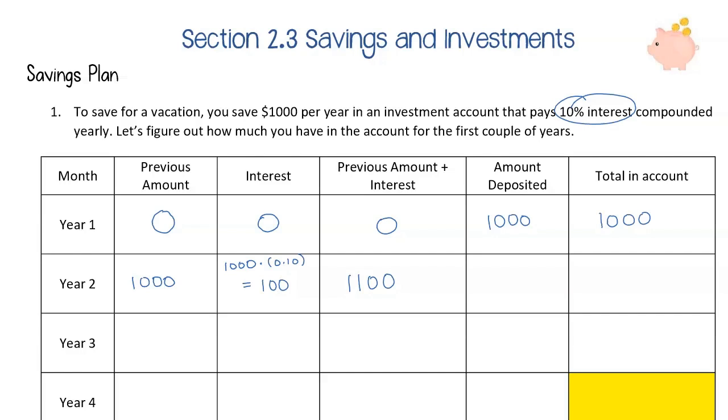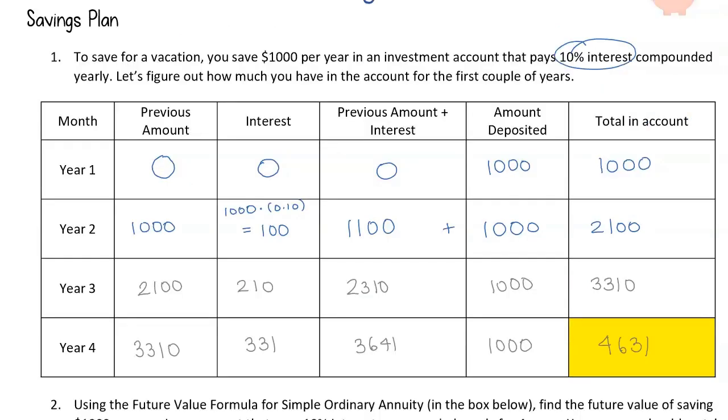However, we are going to add another $1,000. We're going to add $1,000 every year. So here's the $1,000 that we are adding for year 2. I will add these together, my previous amount plus the interest plus my new payment. So I get $2,100. Now, at this point, I would like you to pause the video and try your hand at filling out the next 2 rows and see what you come up with. All right, now that you have worked through row 3 and row 4, your answers should match mine.